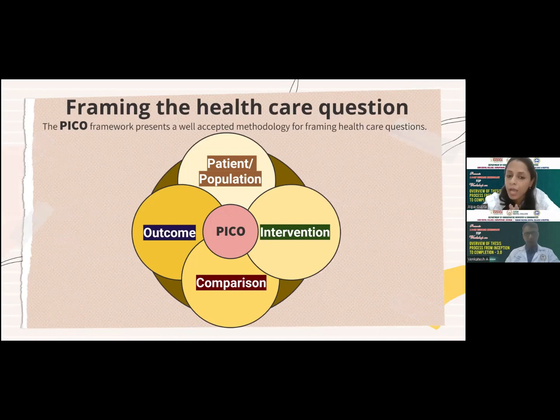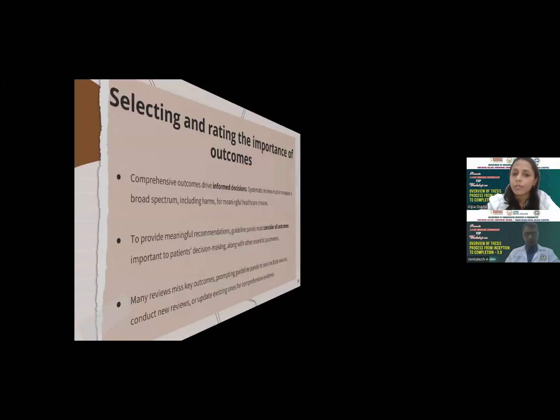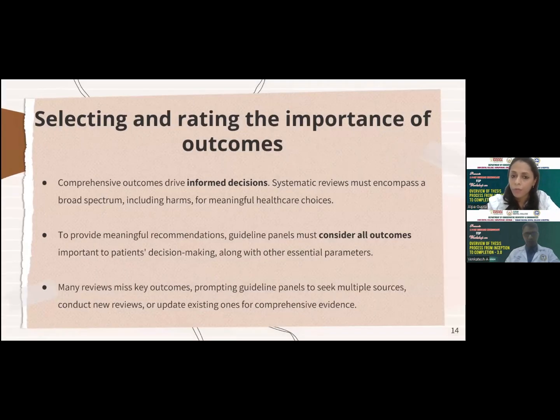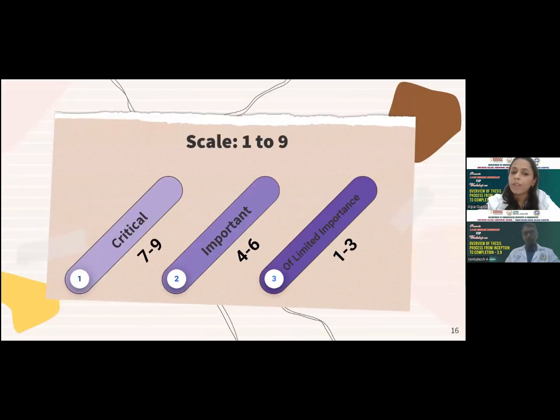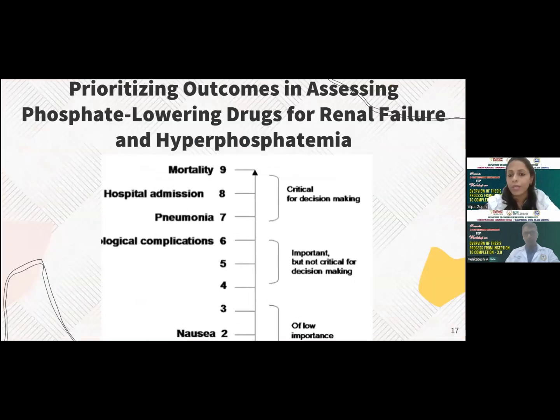So first of all, we have to frame our PICO. Then we have to consider which outcomes are important for making the decision. In GRADE, the outcomes are divided into three categories: critical, important but not critical, and of limited importance. They are rated on a scale of 1 to 9, in which 1 to 3 is given to outcomes of limited importance, 4 to 6 to outcomes which are important, and 7 to 9 to outcomes which are critical for making the decision.